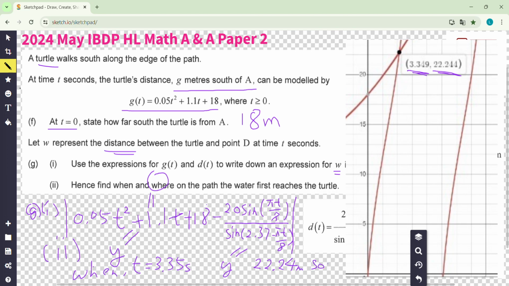Say it clearly. Make sure you know the meaning of G and D. All are referenced from point A, south of A. I think this south of A might have some marks too, not just the position 22.24 meters. You got it? Make sure you use your calculator. Always have marks, especially in paper 2.